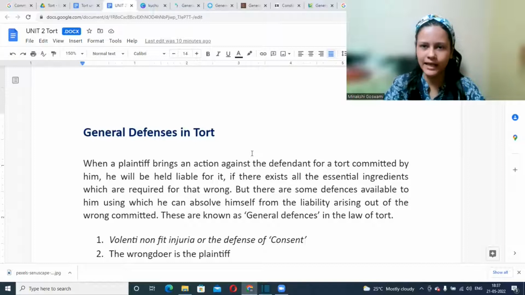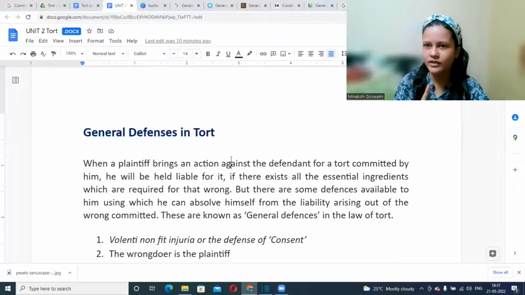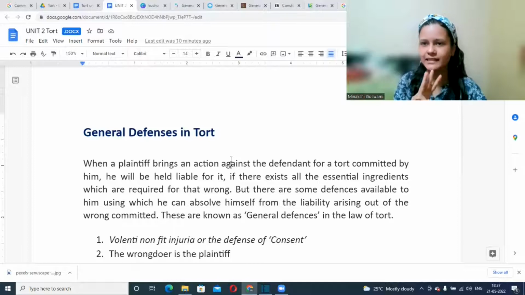So after studying unit 1, what we have understood is that if these three elements are satisfied, act or omission, legal damage, and legal remedy, we can claim compensation. But even though those three conditions are satisfied and a person goes to the court and files a case, the defendant has an option to seek some defense. He can say, fine, there was act or omission, there was legal damage, there is legal remedy, but even after these three conditions are satisfied, I have something to say.